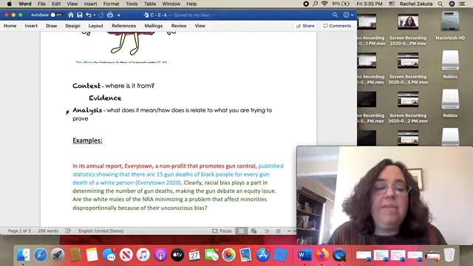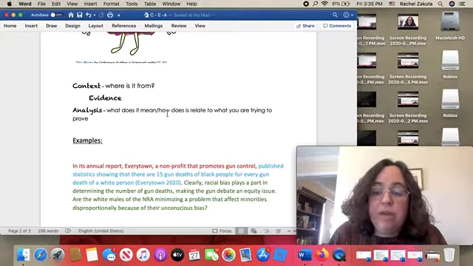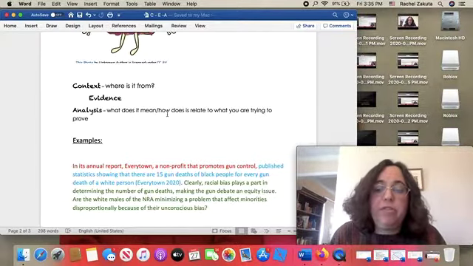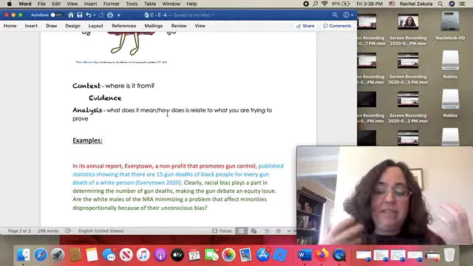Then we have analysis. What does it mean? How does it relate to what you're trying to prove? So here are a couple of examples. These are not complete body paragraphs. These are just examples of evidence sandwiches.